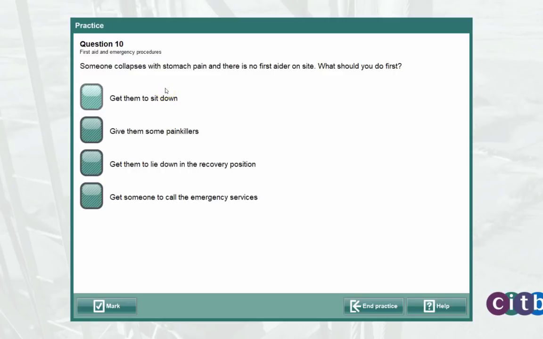Someone collapses with stomach pain and there's no first aider on site. What should you do first? Get them to sit down. Give them some painkillers. Get them to lie down in the recovery position. Get someone to call the emergency services.